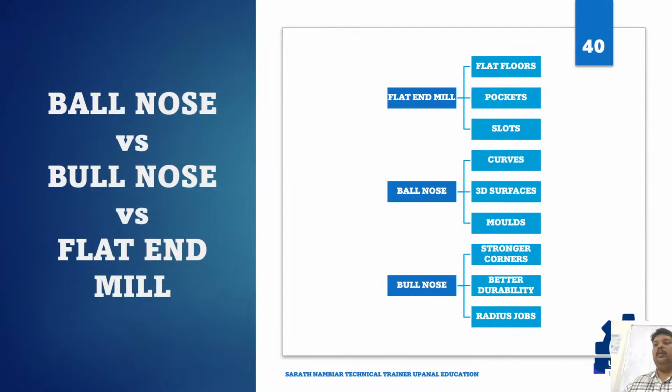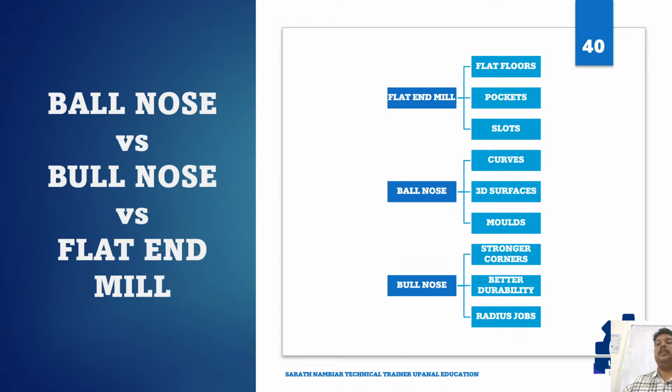Now, let's clear one of the most common confusions: flat end mill, ball nose, and bull nose. What is a flat end mill? A flat end mill is a general purpose flat floor cutter, excellent for pockets, slots, and walls. Ball nose is for curved geometry, molds, and flowing surfaces. Bull nose sits between them in some way. It has flat capability with radius corners for extra strength.